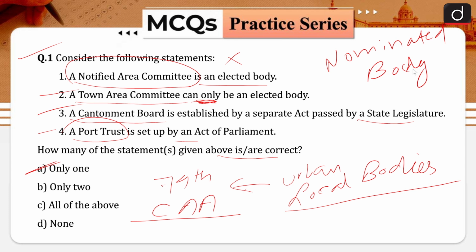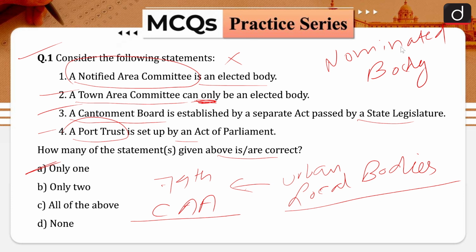Municipality is an elected body, right? And what differentiates a notified area committee from a municipality? That it is a nominated body and not an elected body. The state government nominates all members, including the chairman. Thus, a notified area committee is neither an elected body nor a statutory body, and that is why your statement number 1 herein is incorrect in nature.